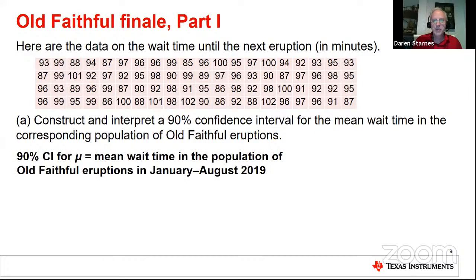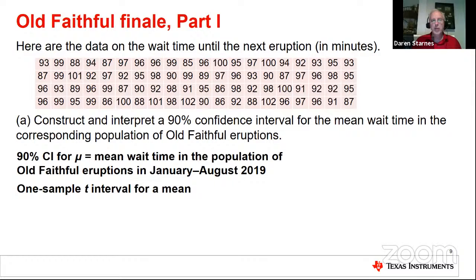So first thing I like my students to do is talk about what it is they're about to do. So if they were doing a hypothesis test, they would state their hypotheses. You'll see an example of that later. But for a confidence interval, I just want them to sort of repeat what it is they're going to construct. So a 90% CI for mu equals the mean wait time in the population of Old Faithful eruptions in January through August 2019. Students have a really hard time defining the parameter that they're doing inference about. So it's a good thing to give your students practice with because I'm pretty sure they're going to be asked to demonstrate that skill at least once on this year's exam.